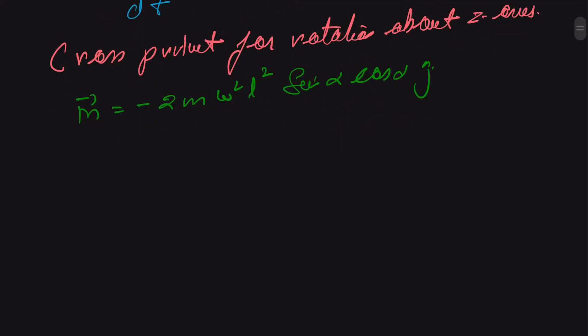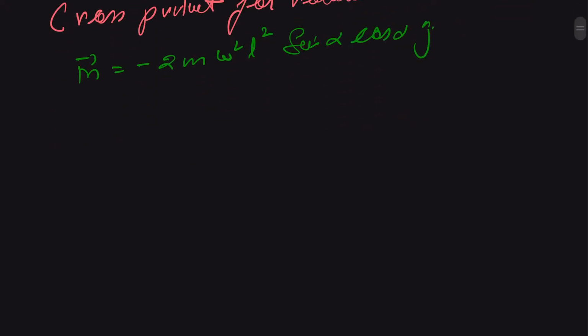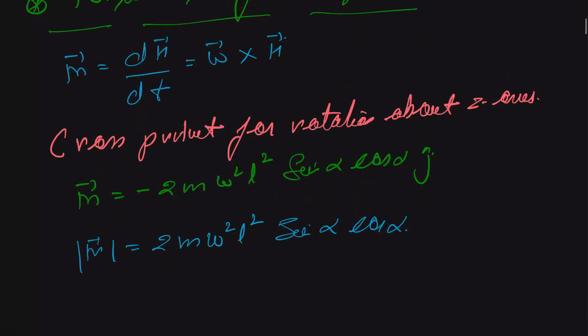And the magnitude is quite simple from here, so we get our magnitude will be equal to 2 m omega square L square sine of alpha and cos of alpha, and this is going to act perpendicular to both our h as well as omega. From this relationship, because of the cross product, we can easily see it.